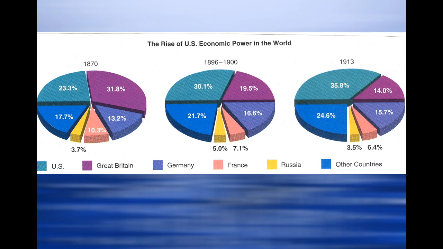The United States was searching for markets, or places to sell their industrial goods abroad. We've talked in the last couple weeks about the economic expansion of the United States. And in this chart, you can see how the United States emerged as the world economic superpower by 1913. By 1913, the United States controlled almost 36% of economic power in the world, and they had displaced Great Britain as the primary economic superpower.